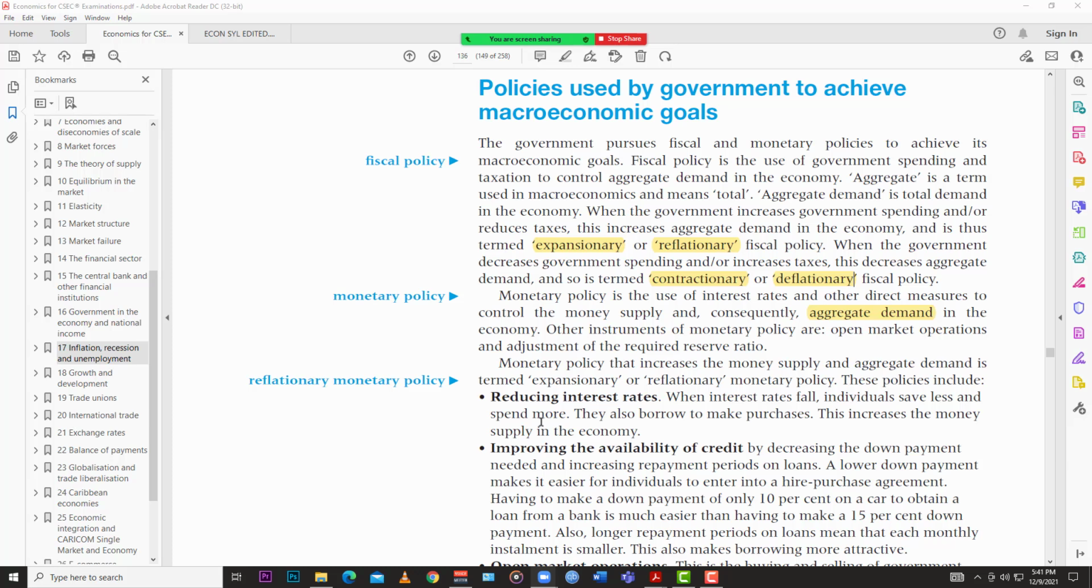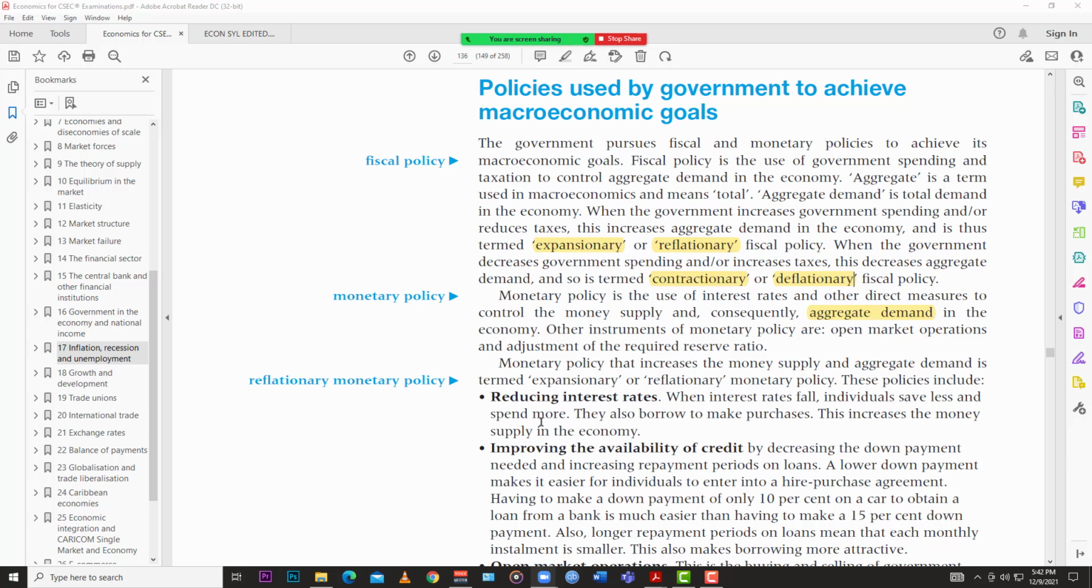Monetary policy is the use of interest rates to manipulate the money supply, and this can be used to try to increase or decrease aggregate demand. So manipulating the money supply, that's monetary policy. And so there are some tools that the government can use for monetary policy. The tools of fiscal policy are government spending and taxation.